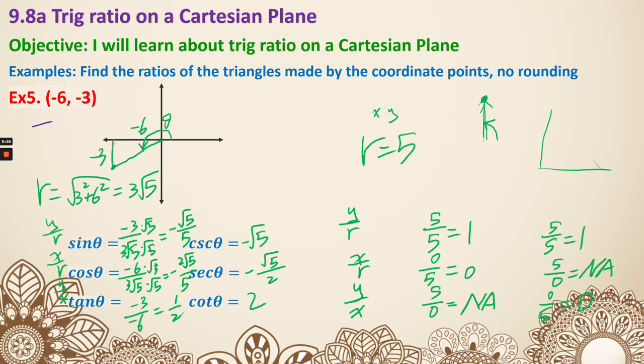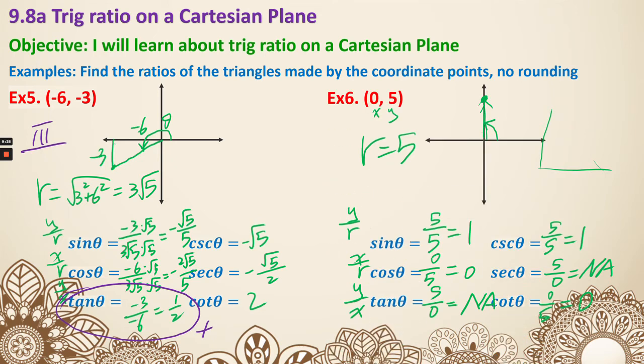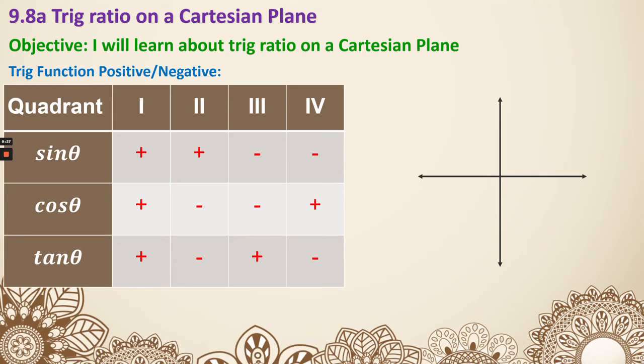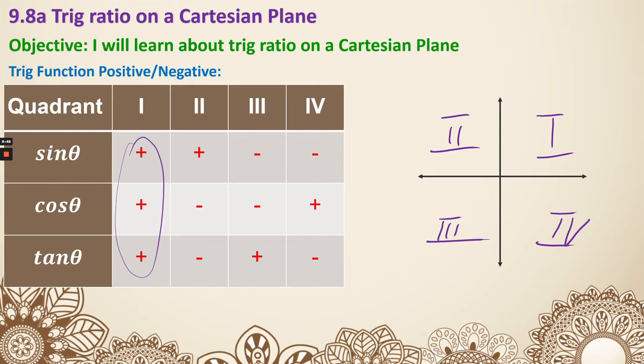Number 5, this is the third quadrant. You can see sine is negative, cosine is negative, tangent is the only positive one. So now we can have a look at how the positive and negative is actually defined. So that's my first, second quadrant, third quadrant, and fourth quadrant. In the first quadrant, all of them are positive. Second quadrant, only sine is positive. Third quadrant, only tangent is positive. And fourth quadrant, only cosine is positive.